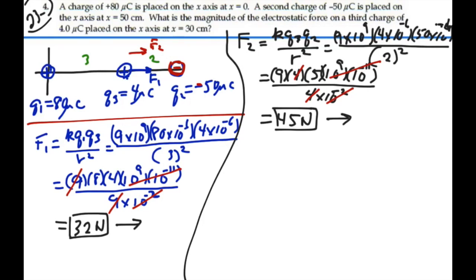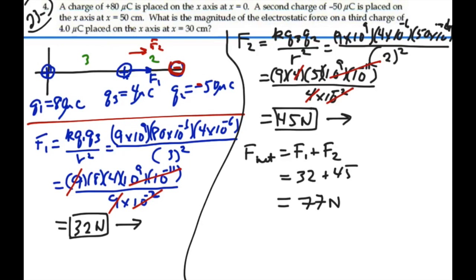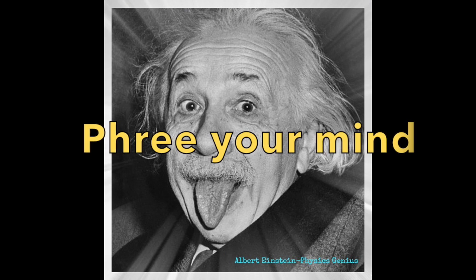So our net force is going to be the addition of these two on little q, or Q3. So our net force will be F1 plus F2. That's going to be 32 plus 45, or 77 newtons in the right direction, to the right, or 77 i if you're thinking in terms of vectors. But the magnitude of this force would be 77 newtons in the positive x direction. That's our answer.